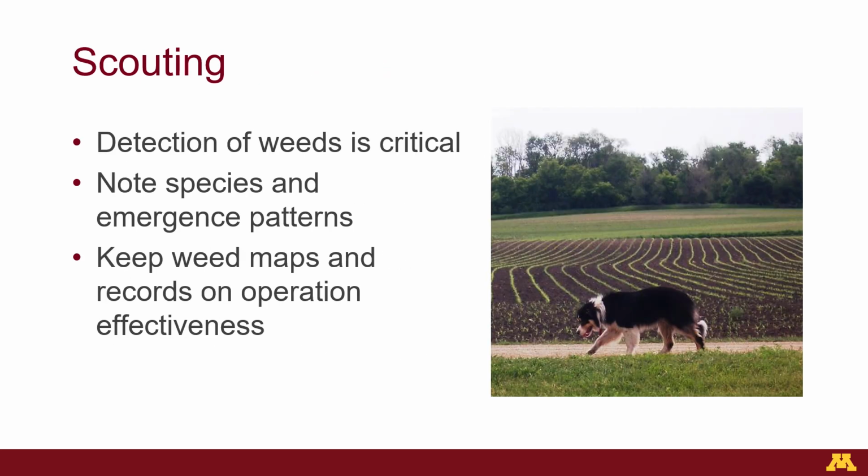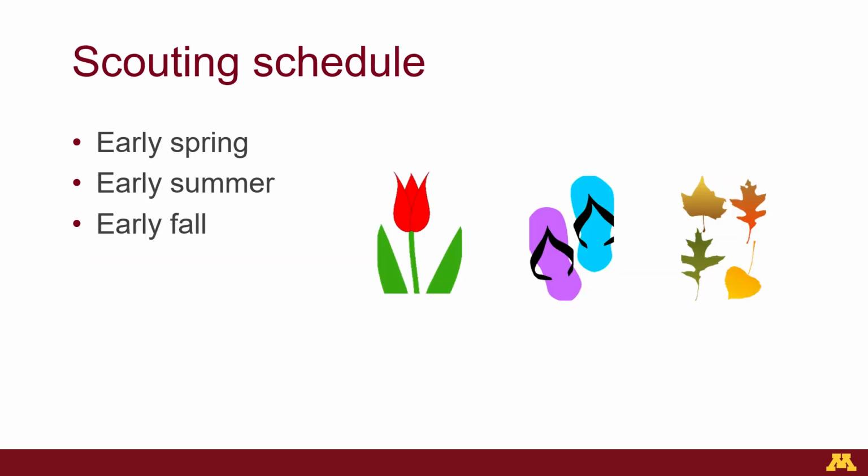Scouting is especially important for transitioning farmers. You will need to learn which weed species you have and note patterns in weed emergence to guide future mechanical weed operations. It is critical to stay ahead of weeds and avoid playing catch-up. As part of your record keeping, make maps of weed locations and record how effective your operations are. One suggestion for a schedule to scout for weeds is 3 times a year. The most critical time to look for weeds is when they are most likely to be emerging, which would be in the early spring, early summer, and early fall.